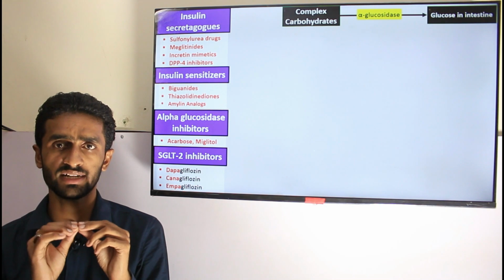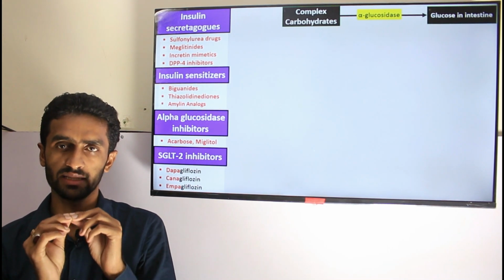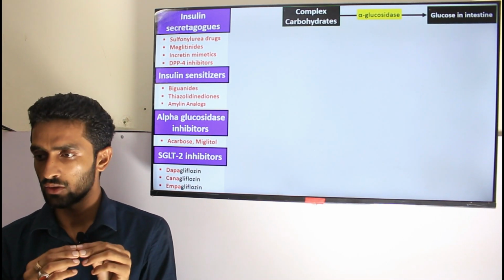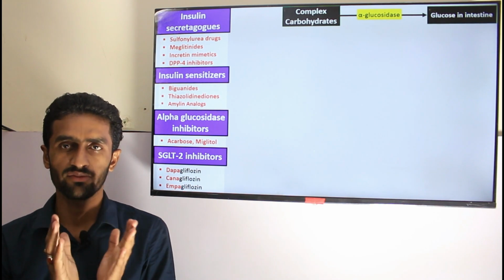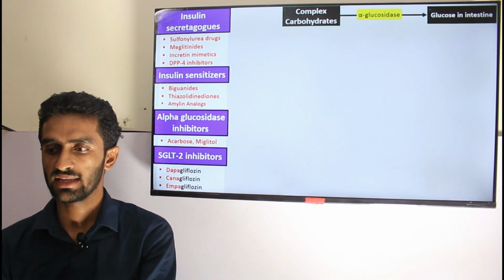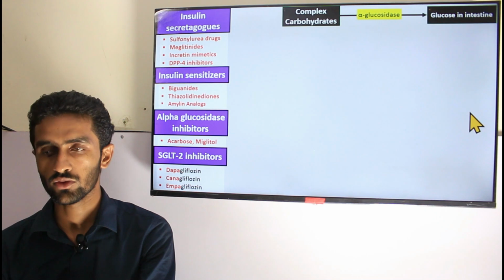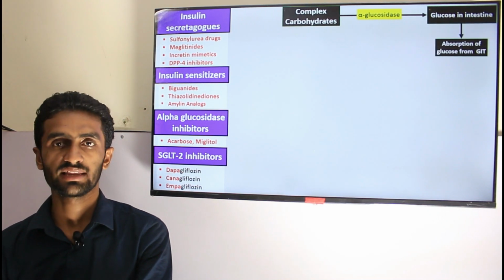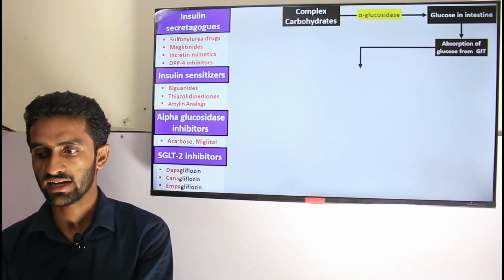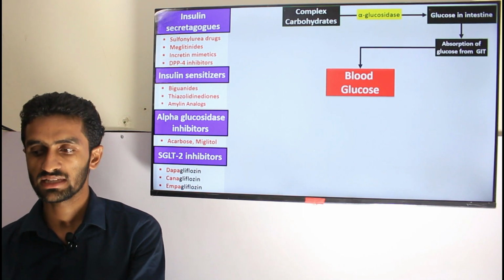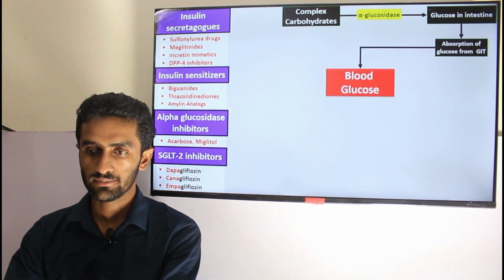What does alpha glucosidase do? This is actually the brush border enzyme in the intestine, which breaks the alpha 1,4 bond. So it breaks the carbohydrates into glucose in the intestine. Then the absorption of glucose occurs from the GIT and enters into the blood. In this way, it increases the blood glucose.